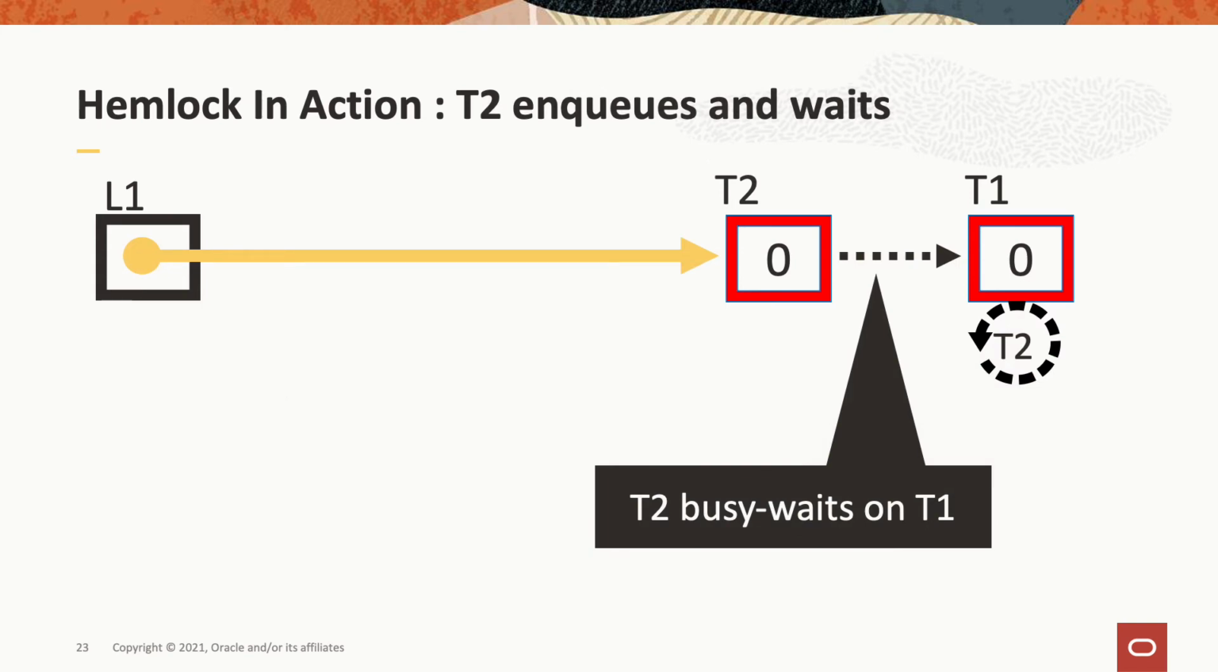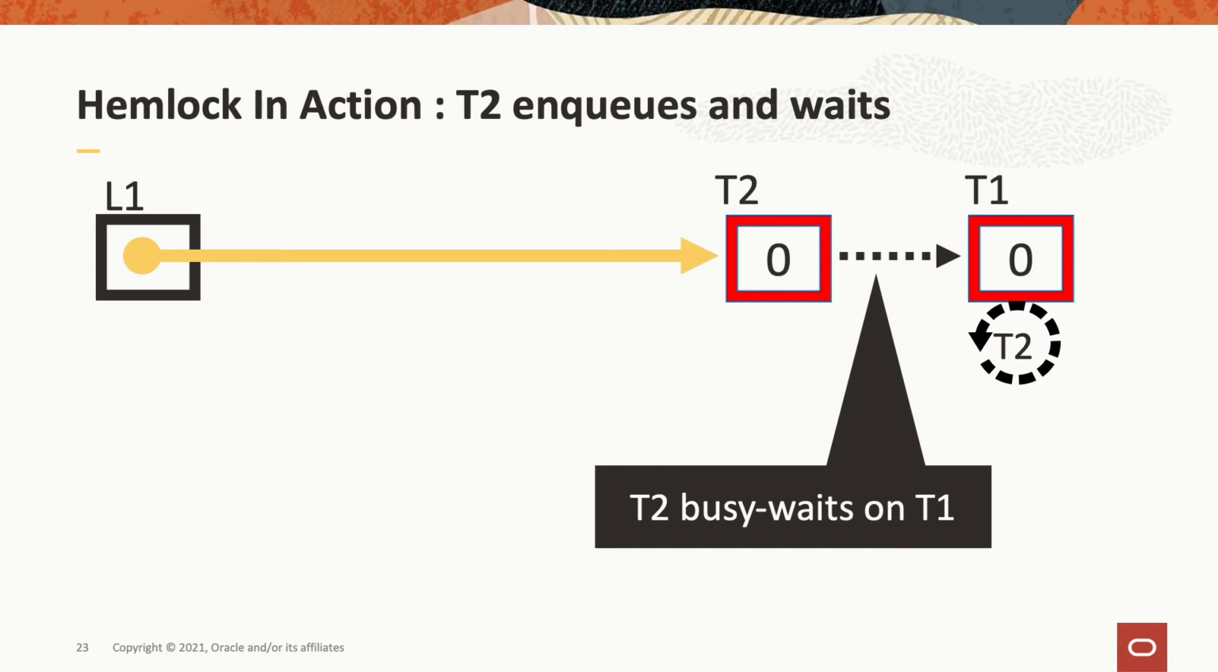Thread T2 now arrives and attempts to acquire lock L1. T2 enqueues itself in the usual fashion using an atomic swap operation to install the address of its grant field into L1's tail pointer. The value returned by that atomic swap operation refers to T1's grant field. Since that value is non-null, T2 knows it must wait. T2 then proceeds to busy wait on the location, the value inside T1's grant field.